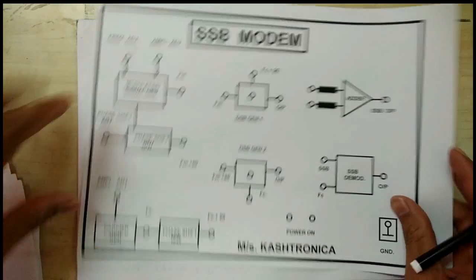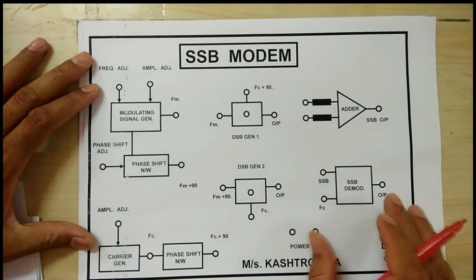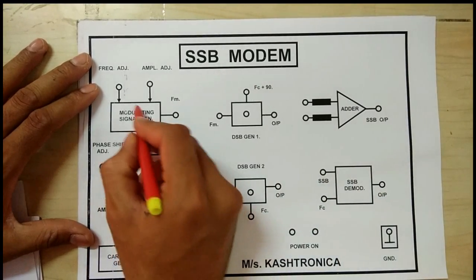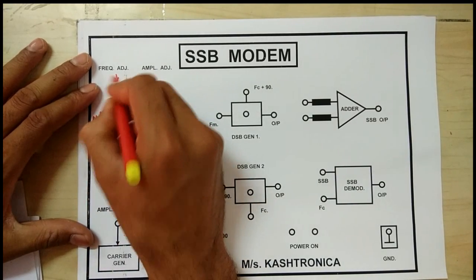Now if you see the kit of SSB modem, you can see this block diagram on the kit also. So this is my message signal which I am going to generate. Amplitude I can change.